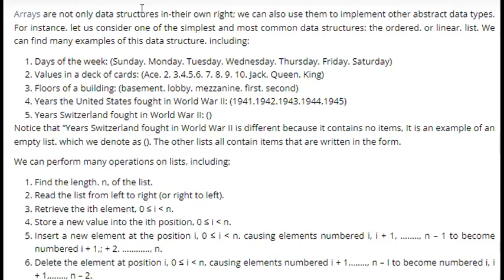Arrays are not only a data structure in their own right, we can also use them to implement other abstract data types. We know that arrays are a linear data structure, but other than that there are other data types like list, stack, queue. They are all linear data structures. So we can use the array abstract data type to implement other data structures like an ordered or linear list.